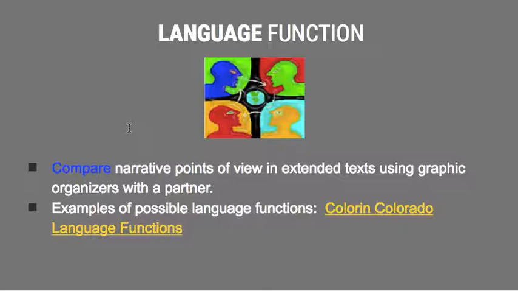Okay, so the first thing I want you to think about in the very first dot is the statement: Compare narrative points of view in extended texts using graphic organizers with a partner. So what we really want to think about is what is it that we actually want students to be able to do linguistically? What is the language that they're going to need to be able to do that? And you can see that the highlighted word is compare. So we have to think about what does it really mean to compare something? What is the language that's involved in comparison? Well, let's take a look at the Colorín Colorado Language Functions resource to deconstruct what comparison means linguistically.